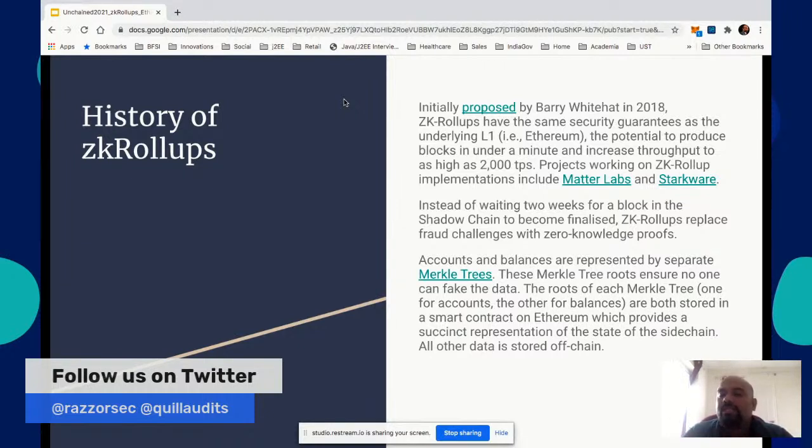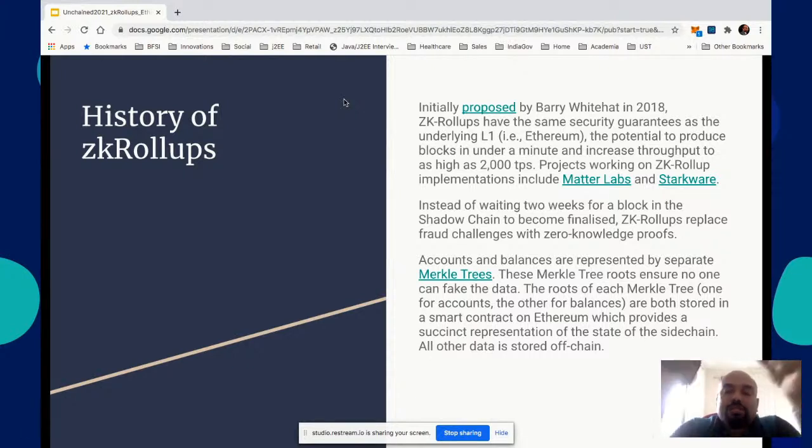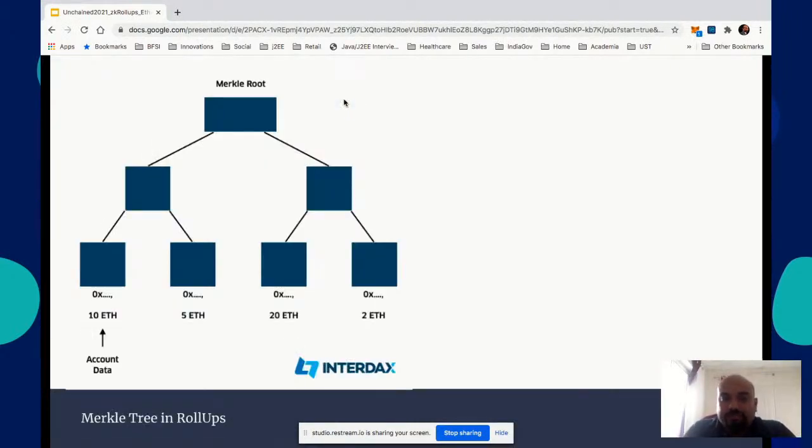That provides a succinct representation of the state of the sidechain. All the other data is stored off-chain. So here the state of the sidechain is stored on a smart contract with succinct proofs. We heard about succinct earlier in the SNARK. So the SNARK proof of the sidechain state is stored on a smart contract for two Merkle trees, the account tree and the balance tree. This is how it looks: the Merkle root and the account data. Likewise, balance data will also have another Merkle tree.